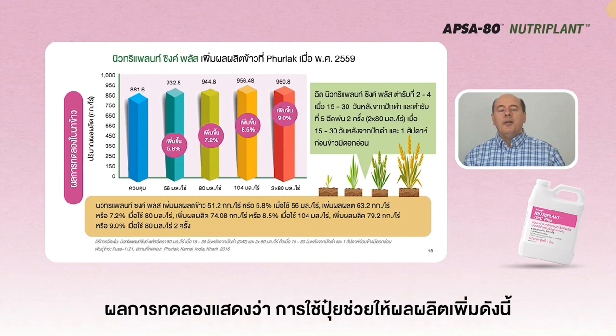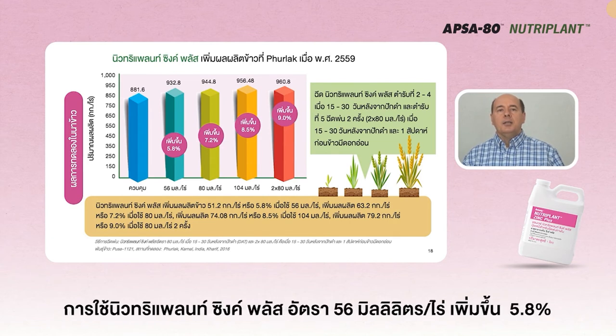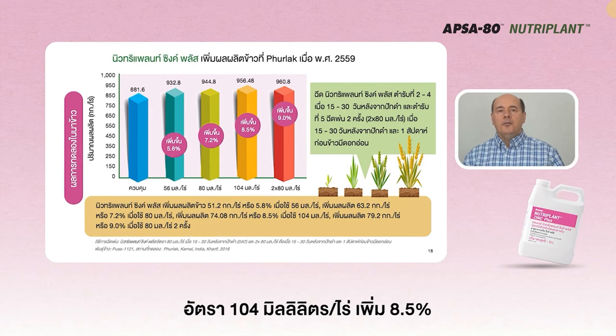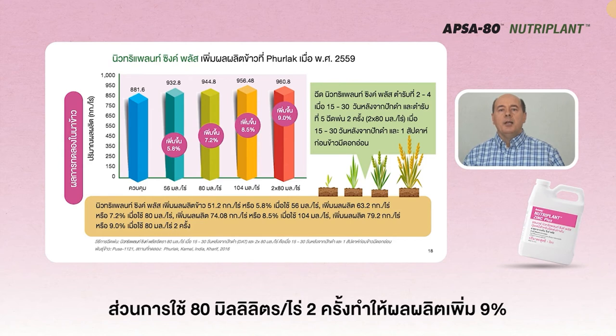The yield increased by 5.8% with application of NutriPlan ZincPlus at 350 milliliters per hectare, 7.2% at 500 milliliters per hectare, and 8.5% at 650 milliliters per hectare. For 2 applications of NutriPlan ZincPlus at 500 milliliters per hectare, we improved the yield by 9%.